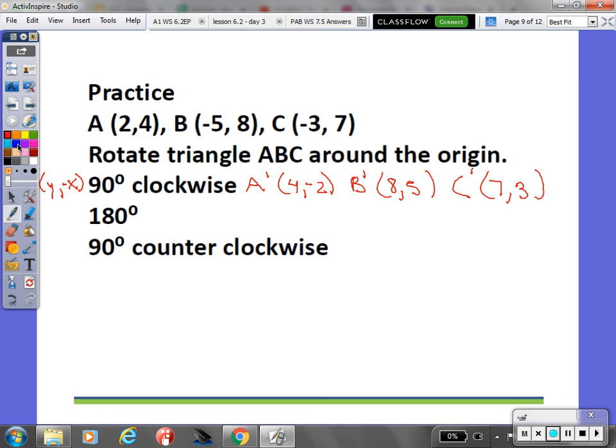180 degree rotation, remember, opposite of both. Don't change where they come, they still come in the same order. Just take the opposite of both. So our new A would be at -2, -4, opposite of both of those. Our B prime, opposite of both, becomes a positive 5 and then a -8. And our C prime, positive 3 and -7.